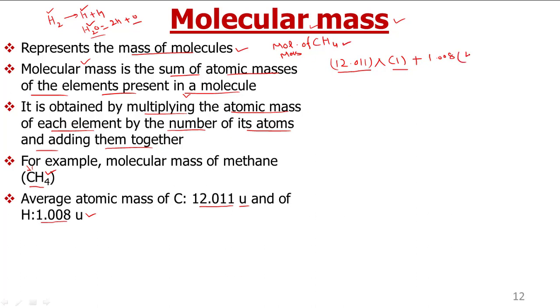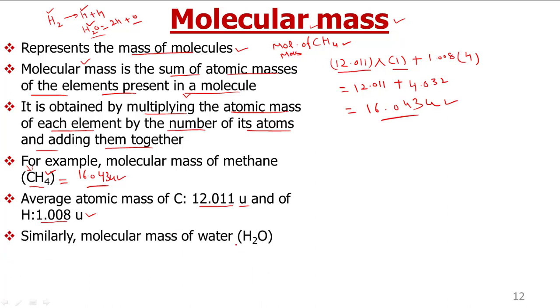4 hydrogen atoms. So 12.011 plus 8 into 4, 32, 0 is 4.032. If we add this, we get 12 plus 4, 16.043. So this is the molecular mass of methane. So its molecular mass is 16.043 U. U is the unit.